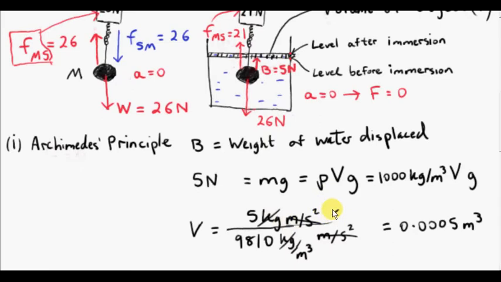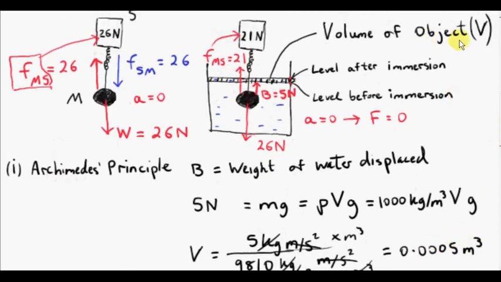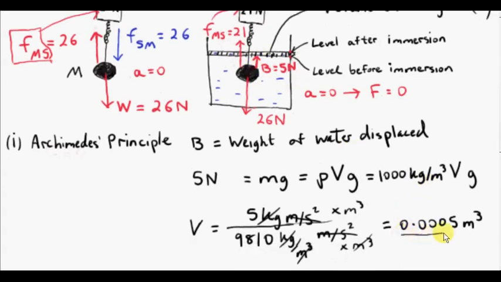Well, actually, we can multiply above and below by m to the power of 3 if you like. Cancels underneath, and our final unit is meters cubed, as expected. It's the unit of volume. So this is the volume of the water displaced, okay? But the volume of the water displaced is just equal to the volume of the object. So this is the answer to part 1.